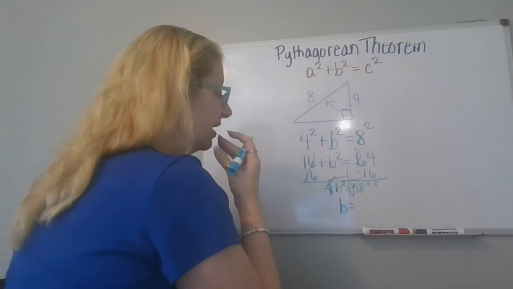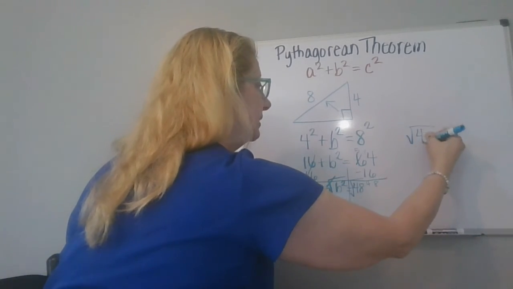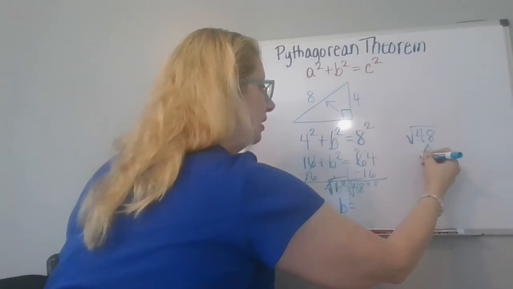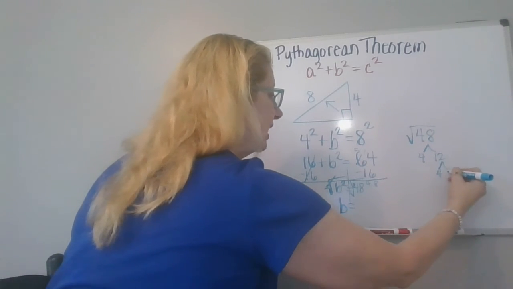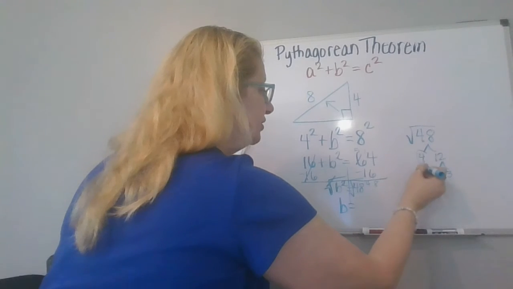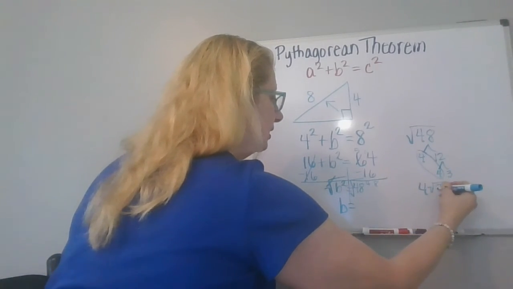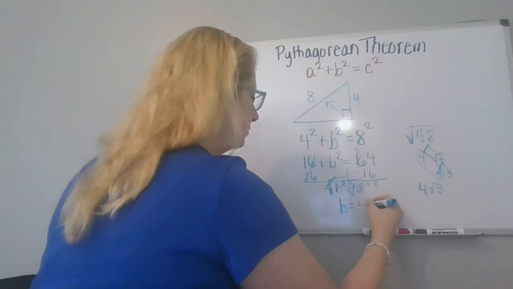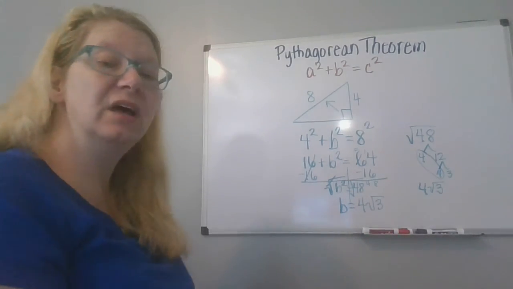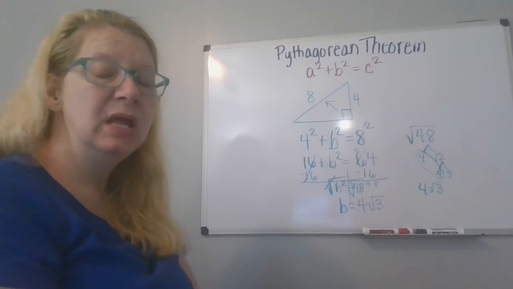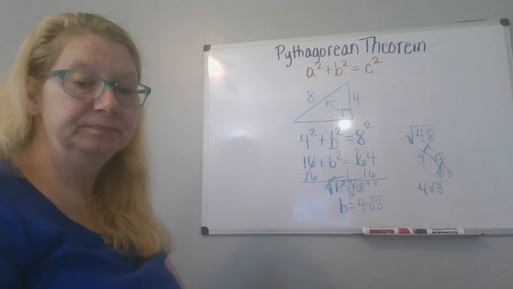it will simplify. If we're doing the square root of 48, we can do 4 times 12, and 12 is 4 times 3. That gives us 2 4s. So that gives us 4 root 3. So b is equal to 4 root 3. We could also solve that in our calculator as a decimal, but in this case, I wanted to just go ahead and leave it as a radical.